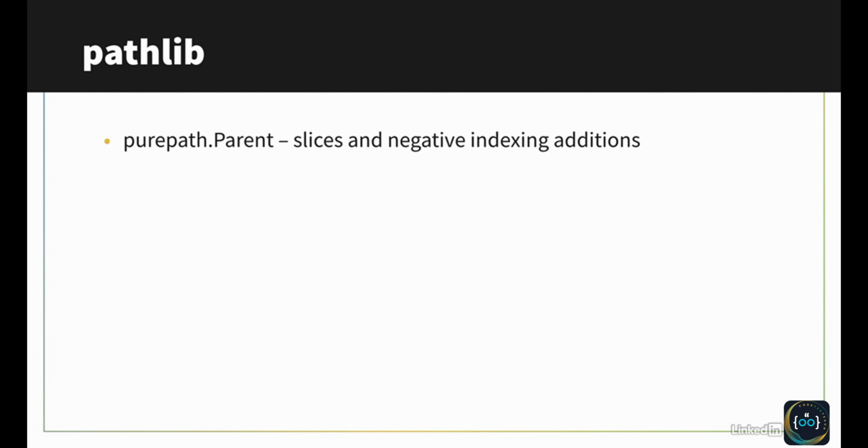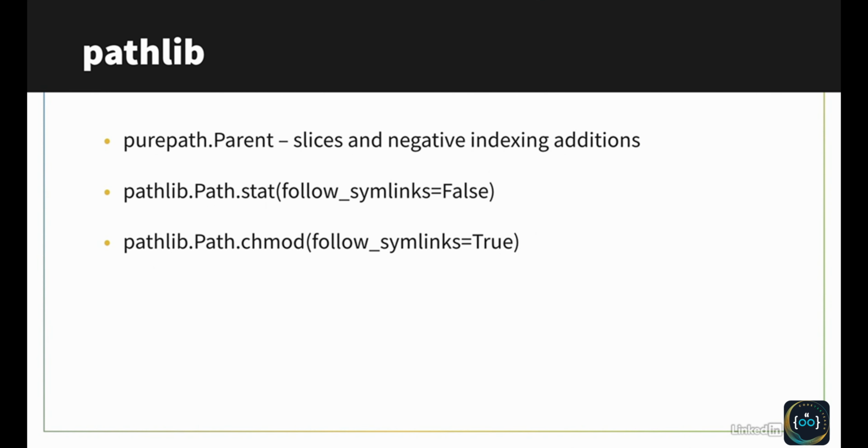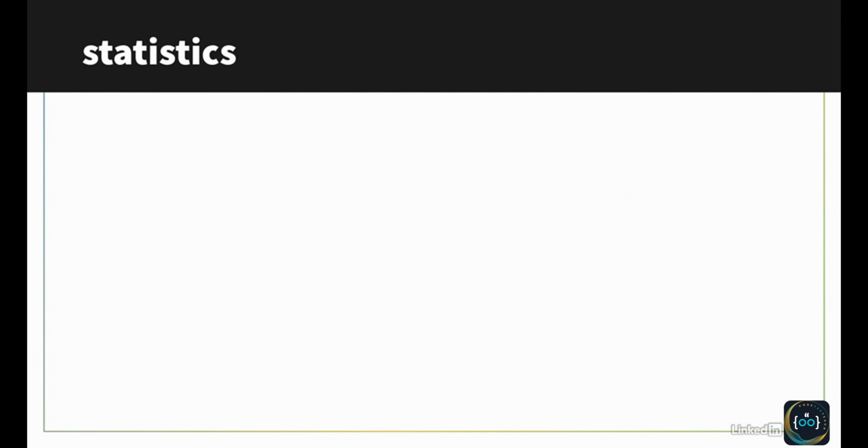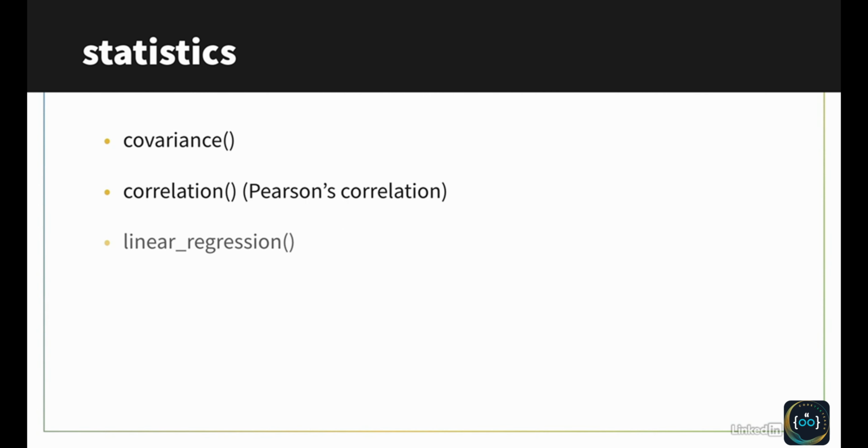Pathlib has also had a lot of additions, with slices and negative index support being added to PurePath.parents. The stat and chmod functions of pathlib.Path now also accept a follow_symlinks keyword arg to keep consistent with changes in the os module. On to the statistics module now. Excitingly, functions for covariance, Pearson's correlation, and simple linear regression have been added. Biologists and machine learning engineers will be pleased, I'm sure.